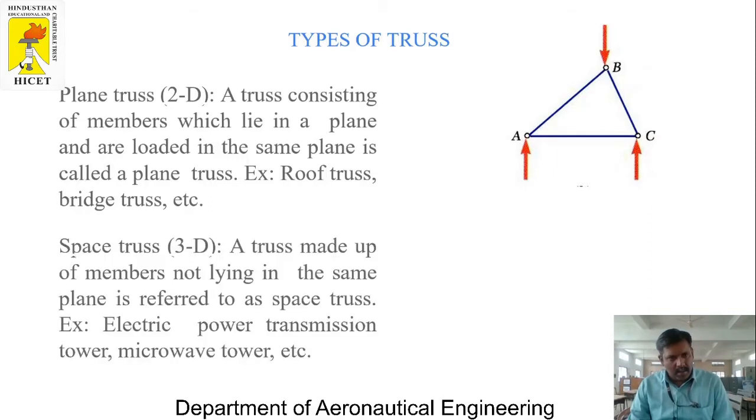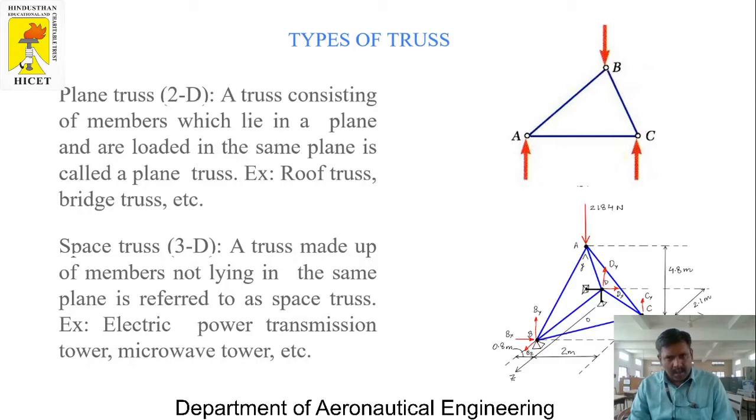The second one is space truss, also called 3D truss. A truss made up of members not lying in the same plane is referred to as a space truss. Example: electric power transmission tower, microwave tower, etc. So here we show an example of a 3D truss. So it may be a three-dimensional truss, in x, y, z directions.